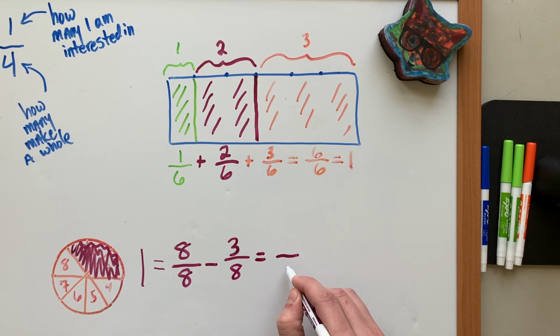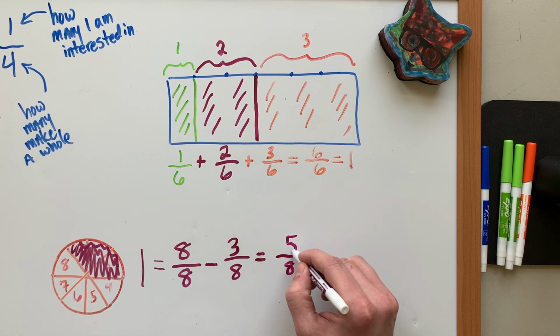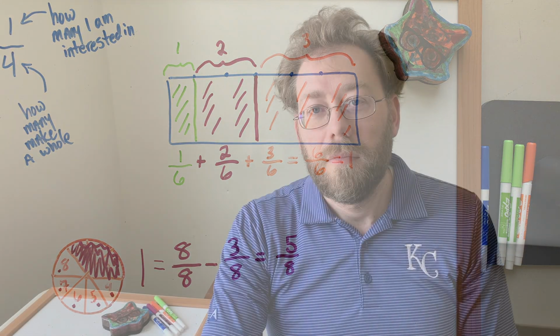My denominator stays the same, and my numerator is 8 minus 3, which is 5. That's how much pizza is left. Let's check it. 1, 2, 3, 4, and 5. Today we learned how to add and subtract fractions with a common denominator.